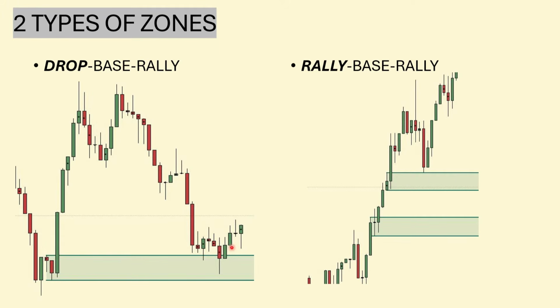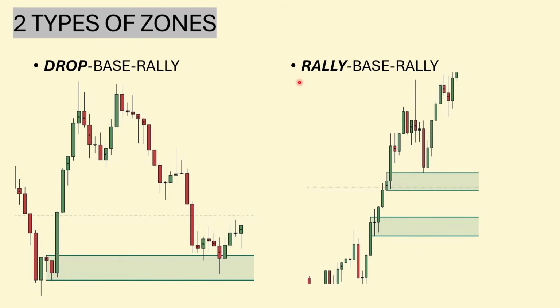And obviously we had the return here, but we don't have to get the return in order for it to be demand. As soon as we had that base and that rally, it became a demand zone right there. So that is an example of a drop base rally. To summarize again, we have a drop in price, a base, and a rally.